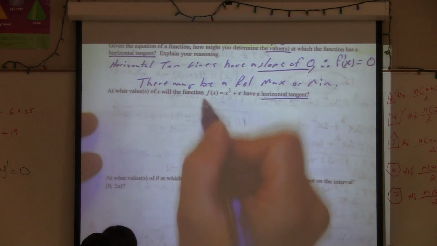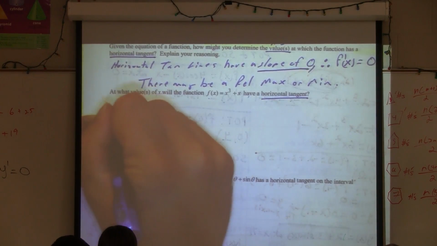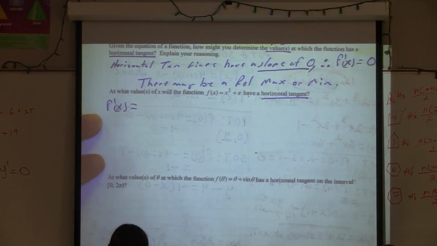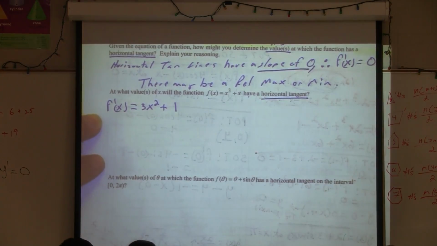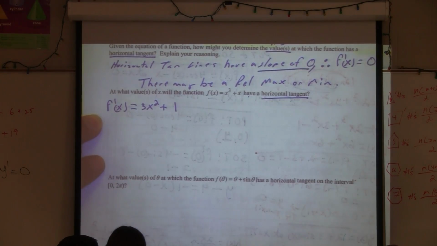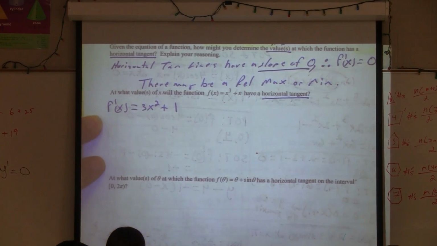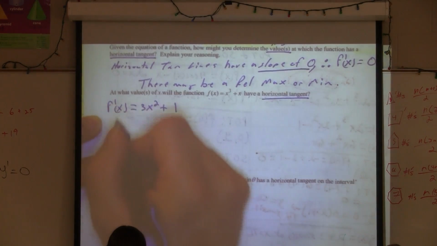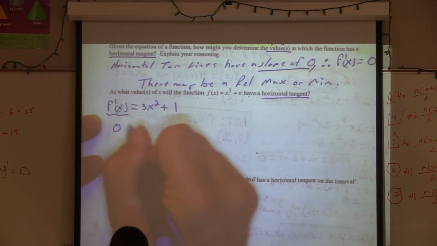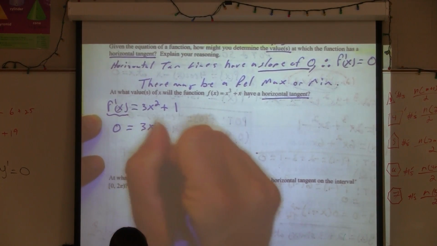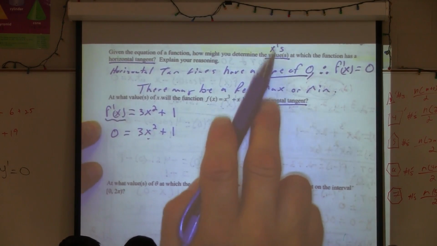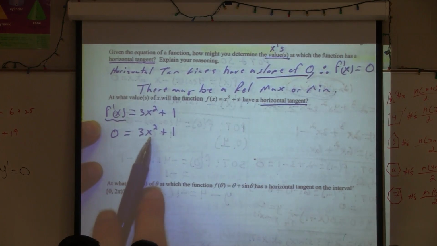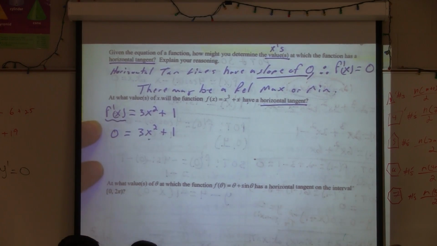So we need to find the derivative of this function. Can we find it now really quickly? Yes. What is it? 3x squared plus 1. Okay, and then I want to know where that derivative is equal to 0. So I'm going to replace this with 0. And now I'm going to solve for that x value. We're looking for x's that, when I plug them in, make it 0.